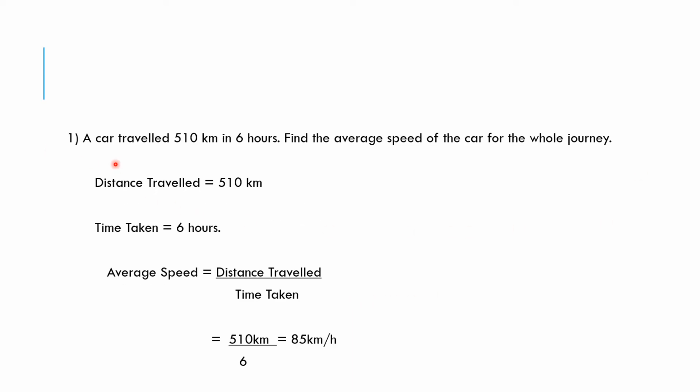Now let's have a look at some of the questions. A car travels 510 kilometers in 6 hours. Find the average speed of the car for the whole journey. Now distance traveled is 510 kilometers, time taken is 6 hours. So average speed is distance traveled over time taken. That is 510 kilometers over 6 hours, that is 85 kilometers per hour. So the average speed of the car for the whole journey is 85 kilometers per hour.